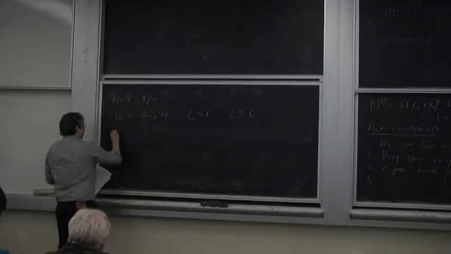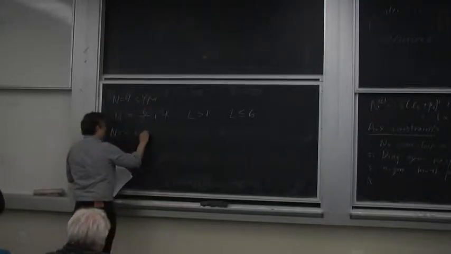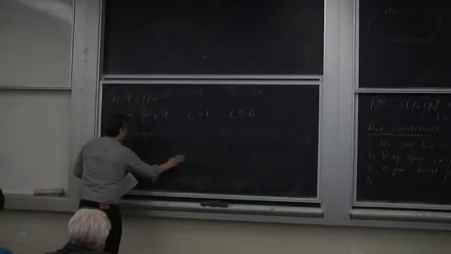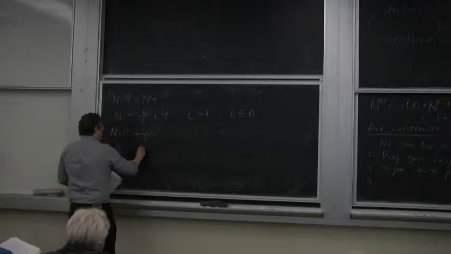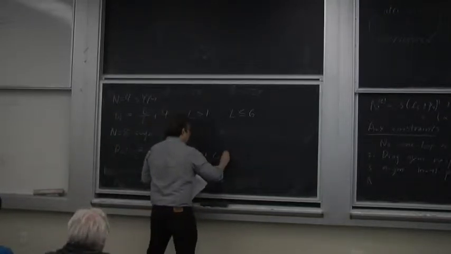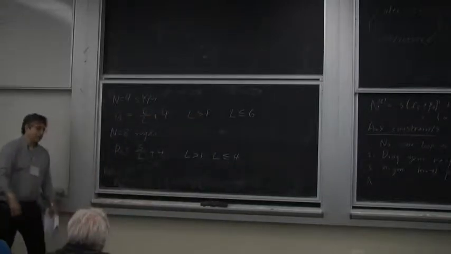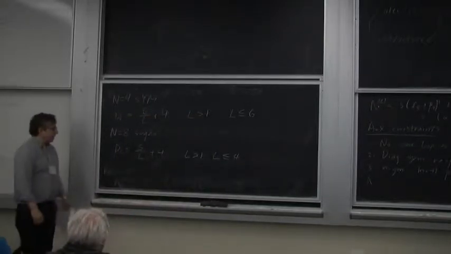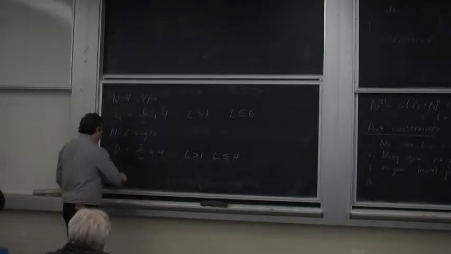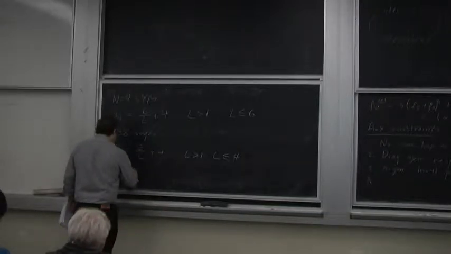And what's remarkable is n equals 8 supergravity. It has the same formula through L less than or equal to 4. And there's been debate for quite a number of years about what the behavior is at 5 loops. That's the one we wanted to understand.